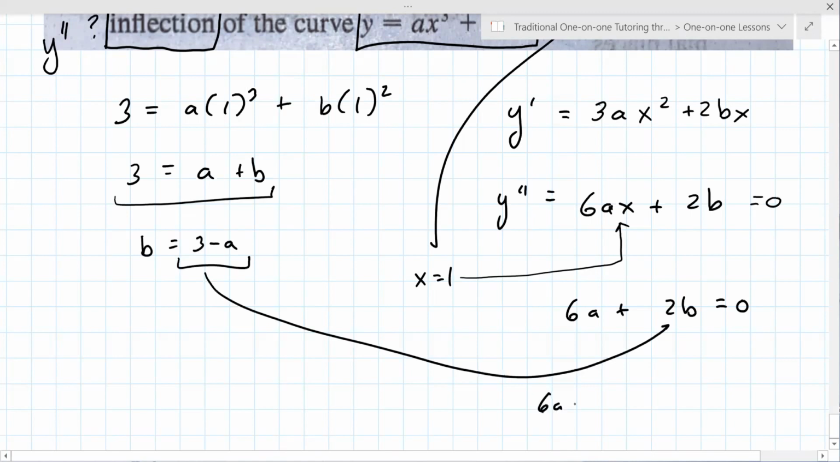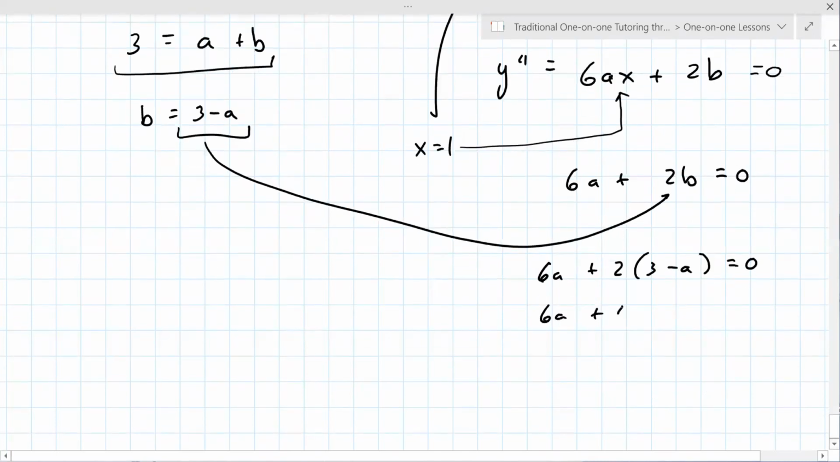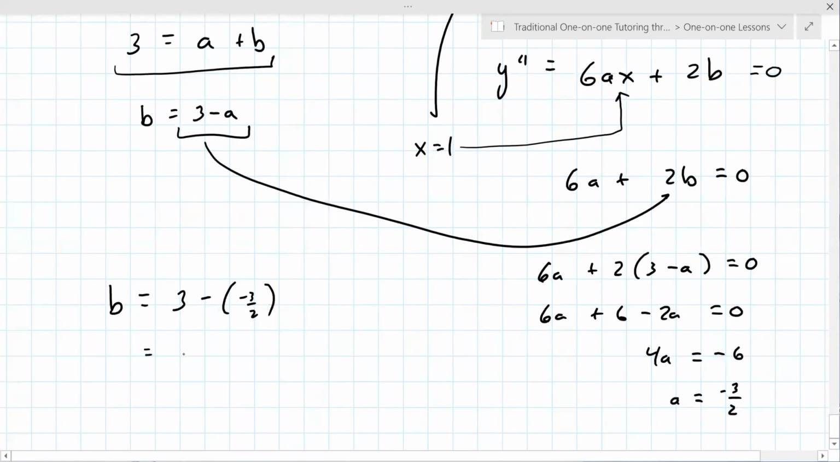So we have 6a plus 2 times 3 minus a equals 0. We have 6a plus 6 minus 2a equals 0. And you get 4a equals negative 6, a equals negative 3 halves. And then b is 3 minus 3 halves, because that's a. Okay, so 3 is really like 6 halves plus 3 halves becomes 9 halves. So you get your values there.